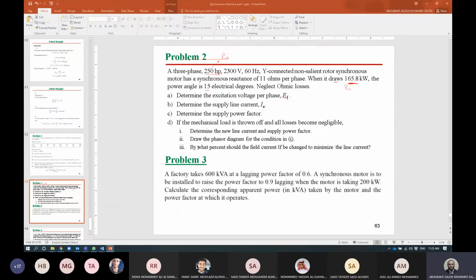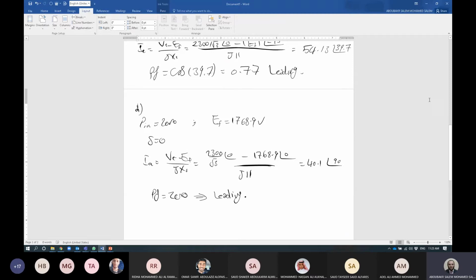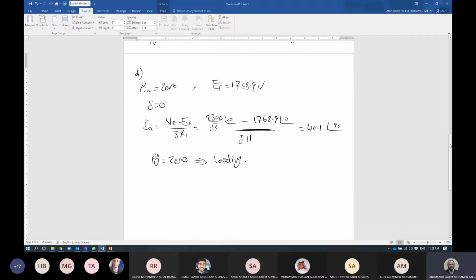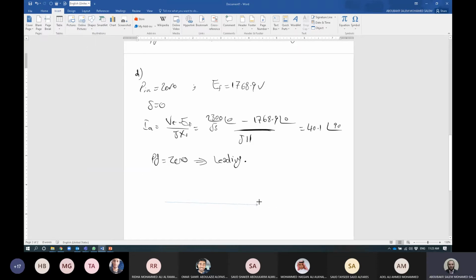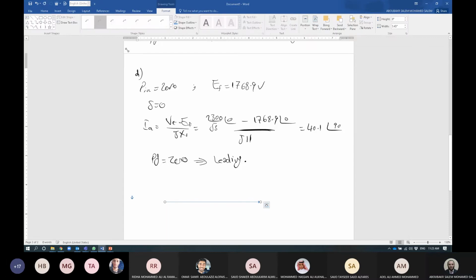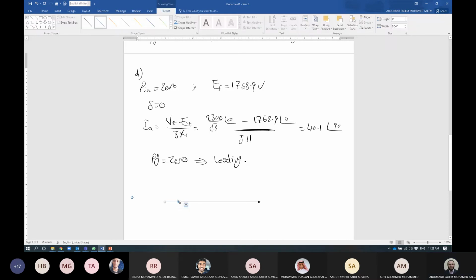Number 2, draw the phasor diagram for this condition. We discussed this part recently. If we would like to draw the phasor diagram here, it's nothing but the synchronous capacitor case, which is like that. This is V terminal. And IA will be in phase with V terminal, so IA will be like that. And this IA is leading by 90 degrees.